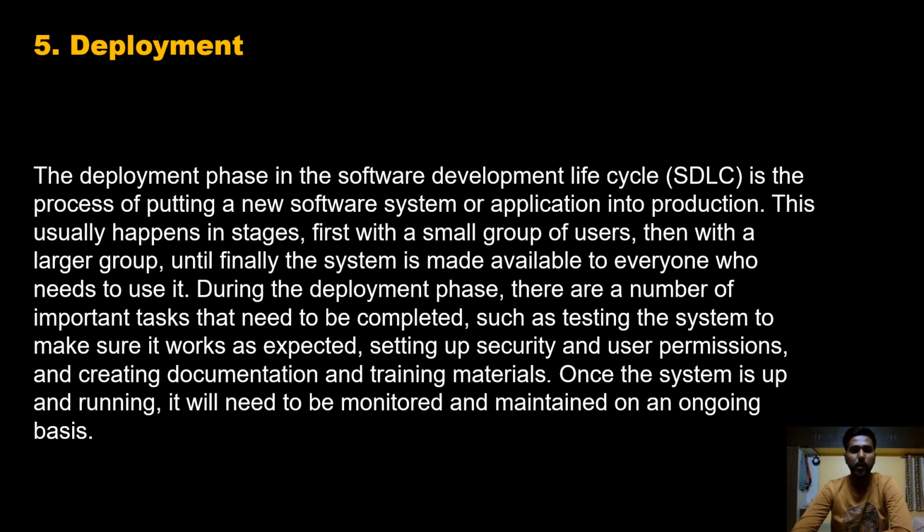Now let's see about deployment. The deployment phase in the software development lifecycle is the process of putting a new software or application into production. This usually happens in stages, first with a small group of users, then with a larger group, until finally the system is made available to everyone who needs to use it. During the deployment phase, there are a number of important tasks that need to be completed, such as testing the system to make sure that it works as expected, setting up security and user permissions, and creating documentation and training materials. Once the system is up and running, it will need to be monitored and maintained on an ongoing basis.